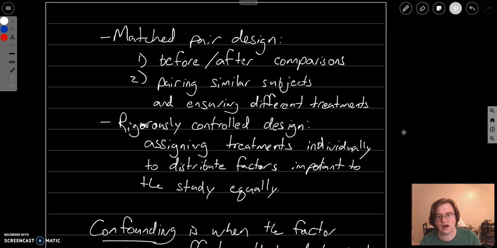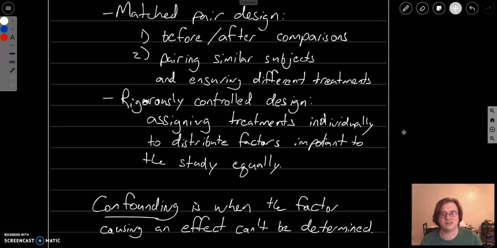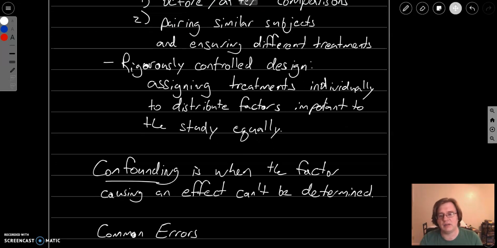And then lastly, the rigorously controlled design. A lot like we said before, this is just going through and individually choosing who gets which treatment to try to do everything to the best of our ability to make sure that no confounding occurs, to make sure that no factors will affect the different groups in different ways. This is usually a little bit time-consuming, but if this could be done very quickly, it would be a very, very good option.